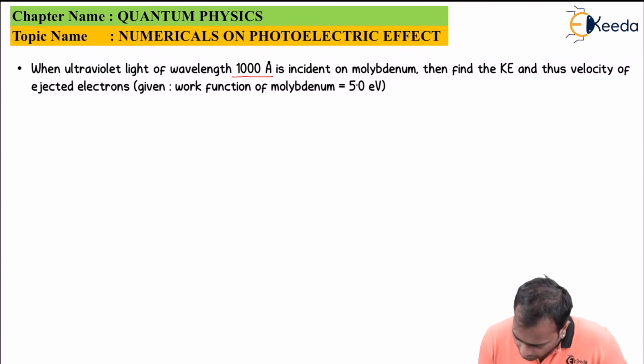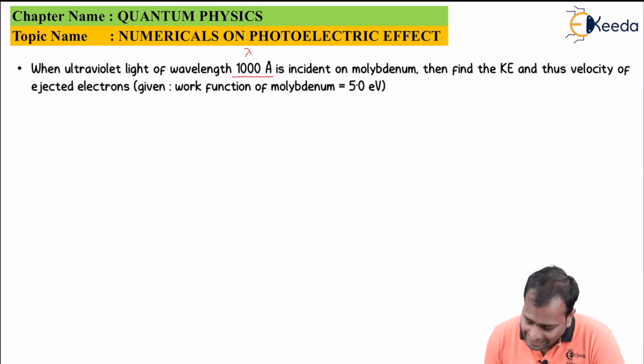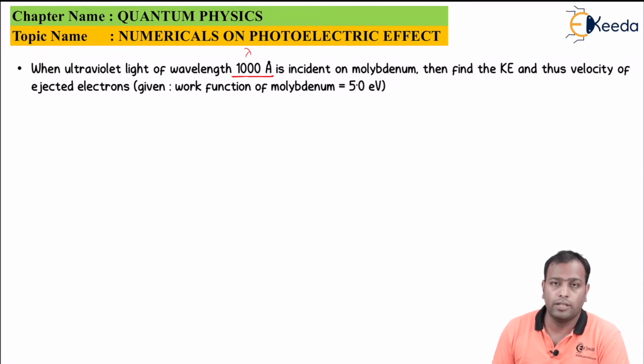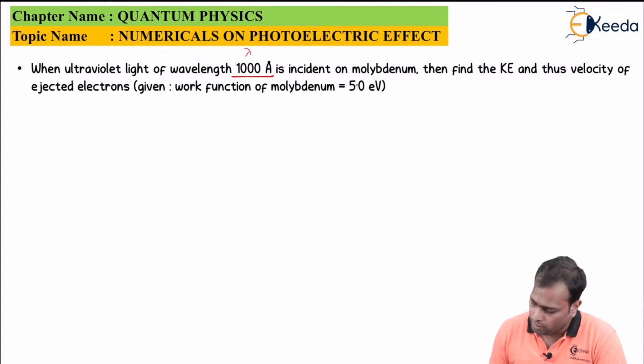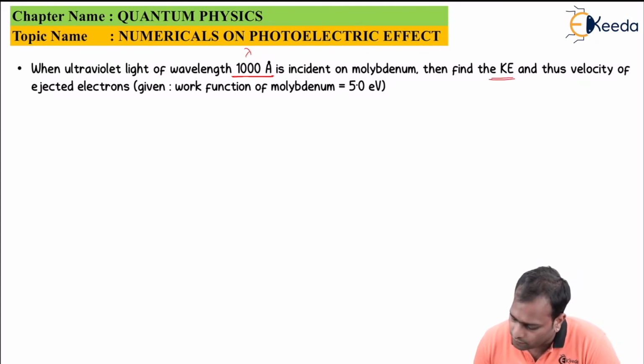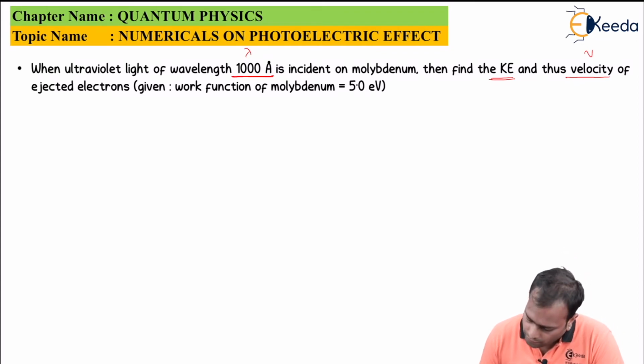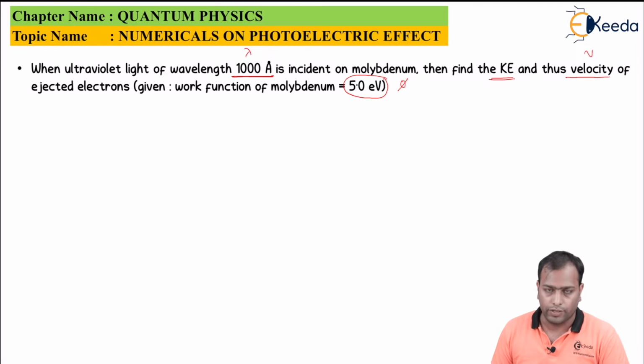We have lambda. Now here you will notice there is no keyword of threshold in front of this wavelength, which means this is the energy that is incident, or this is the energy that you are providing. Now, the metal is molybdenum and we need to find out the kinetic energy and of course the velocity, that is v, for the electron. We are given phi as 5 electron volts, the work function.